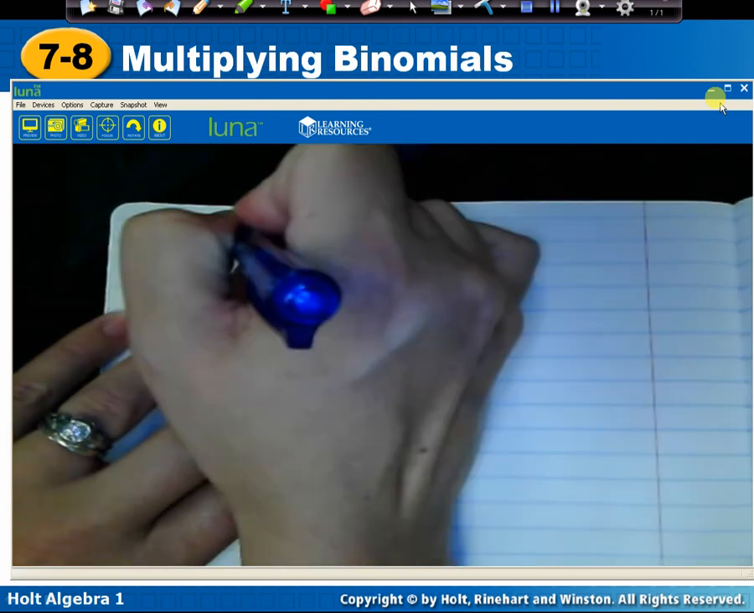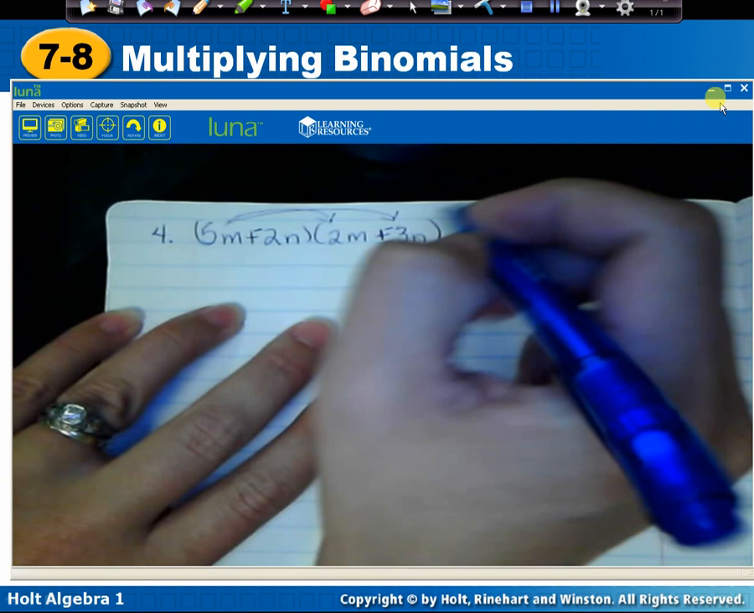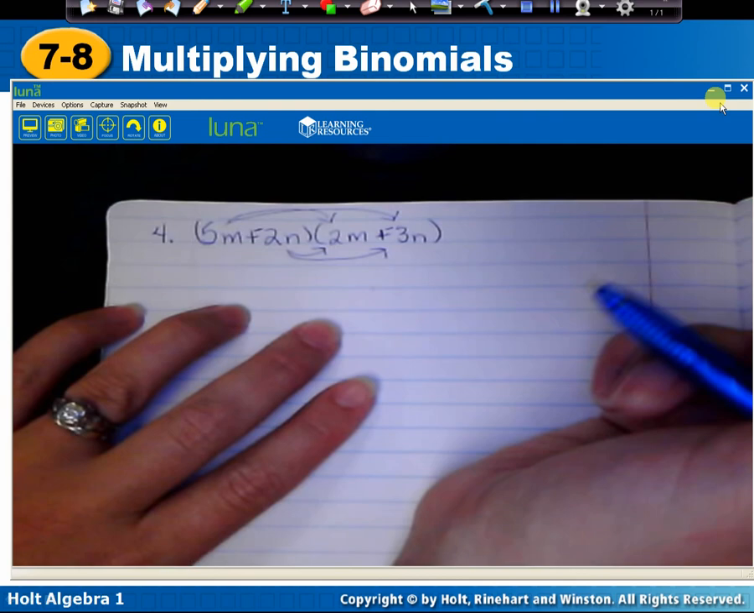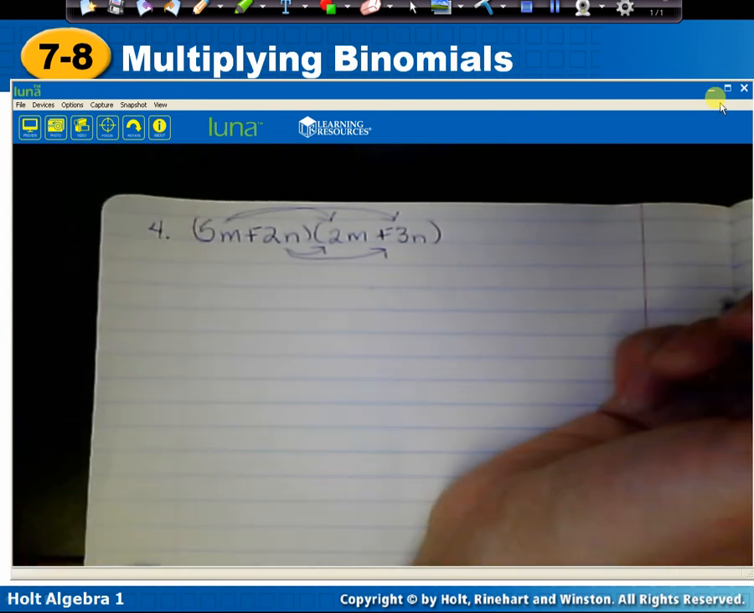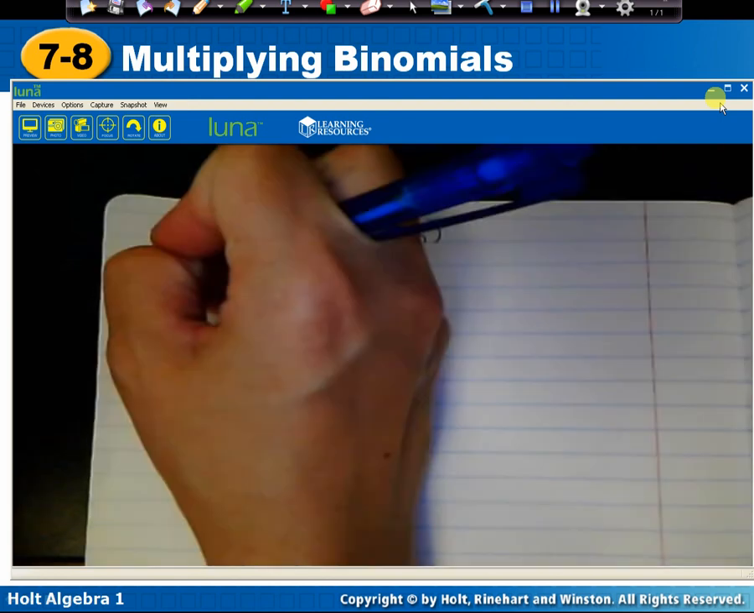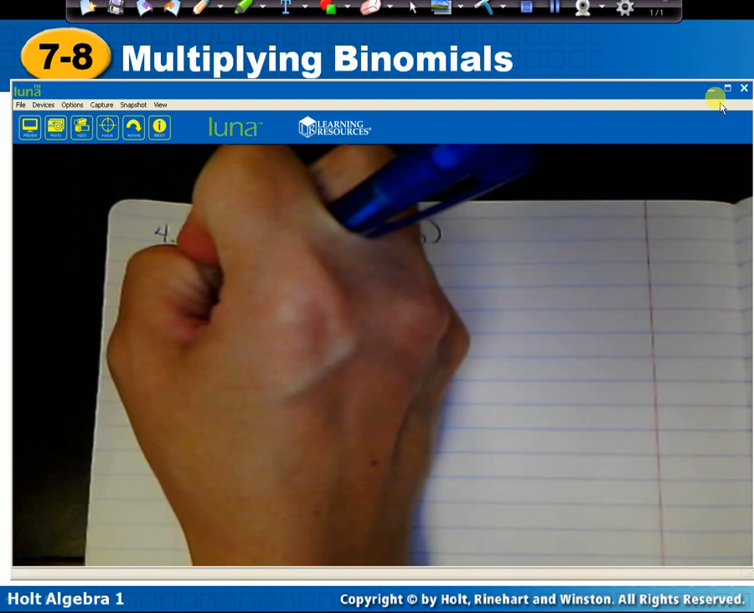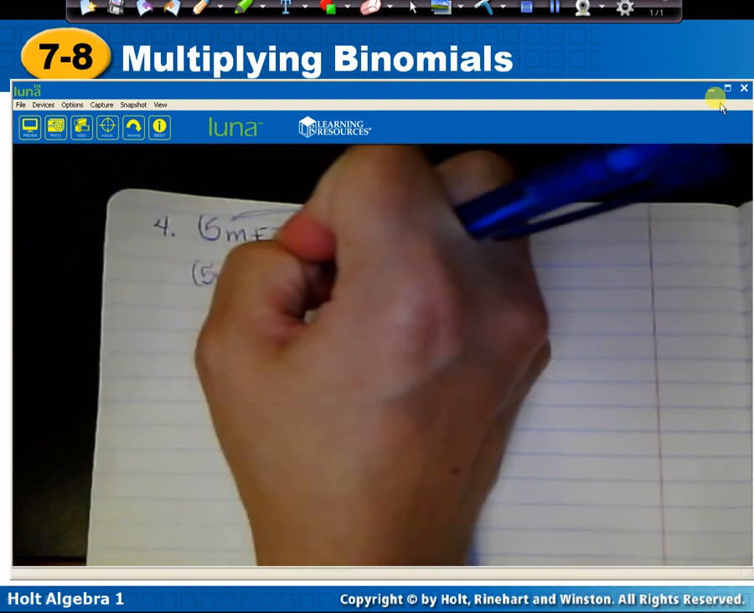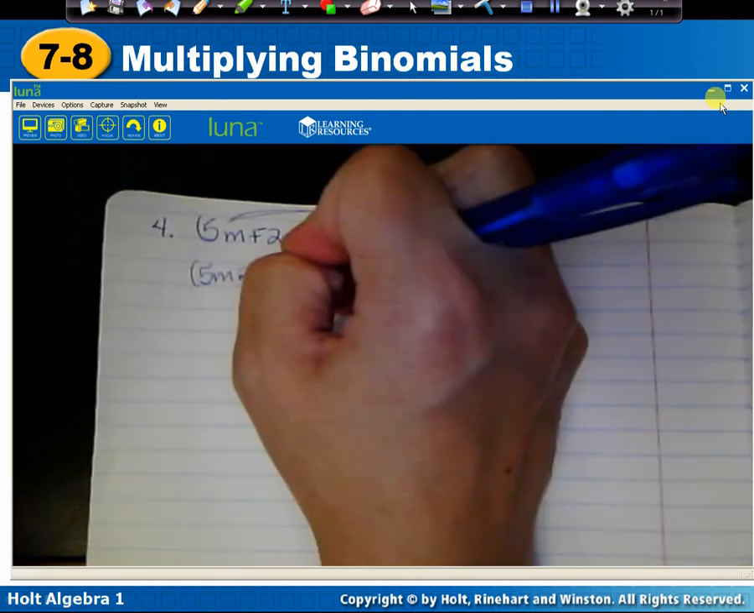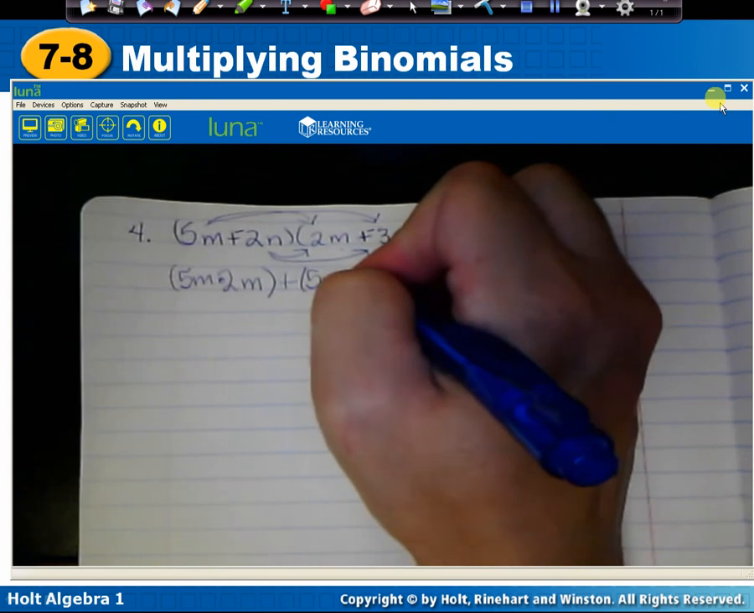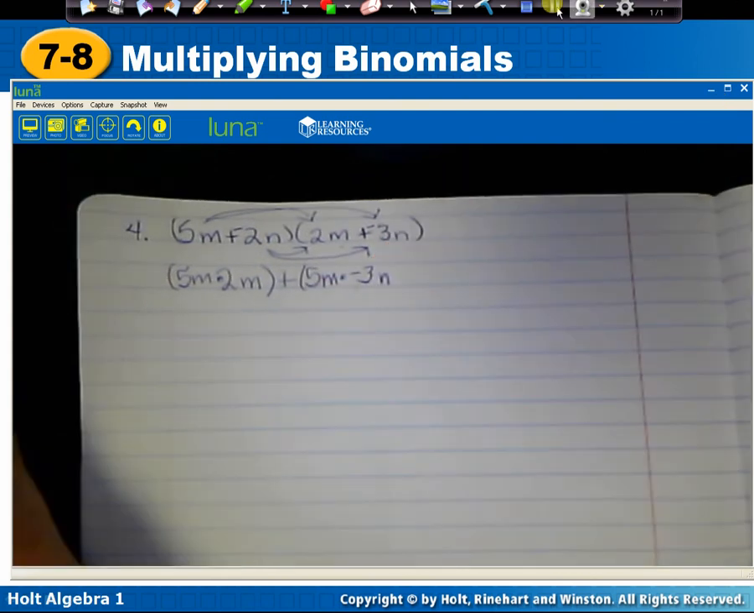So I'm going to distribute my 5m, and then I'm going to distribute my negative 2n. So I'm going to show that by drawing arrows. Again, arrows are not optional. You must draw your arrows, and you must rewrite each step of the problem. So you need to rewrite 5m times 2m plus 5m times negative 3n. Okay?